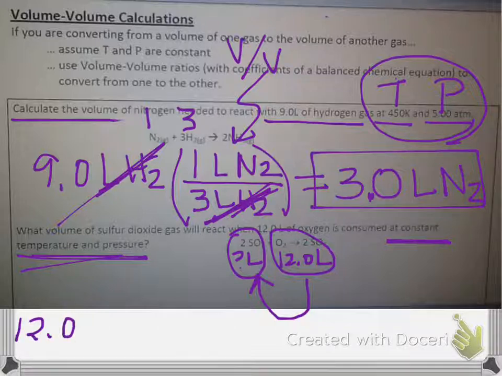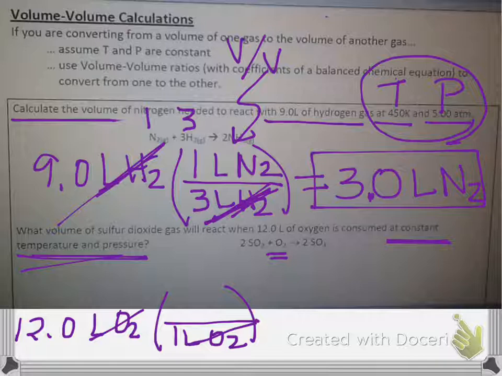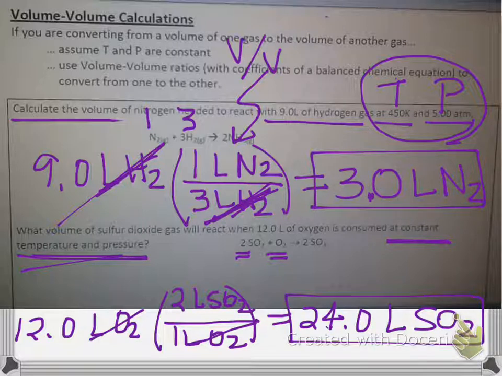We're given 12.0 liters of oxygen. We're going to use our volume-volume conversion. So according to the balanced chemical equation, for every 1 liter of oxygen, on bottom so that those cancel, we are going to use 2 liters of sulfur dioxide. Okay, so I've got 12 times 2, right? We will need 24.0 liters of SO2. That is a simple volume-to-volume conversion.